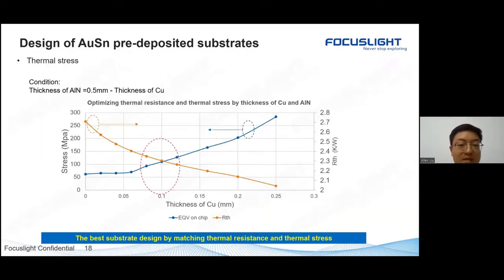Because copper has a higher CTE than aluminum nitride, when we design the thickness of copper, we need to consider both thermal resistance and thermal stress. The CTE should be close to that of the laser chip. So we need some optimization of the copper thickness to get the best solution for thermal resistance and thermal stress.